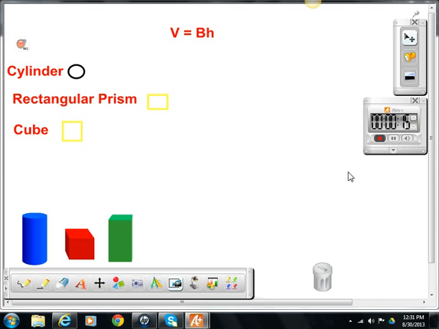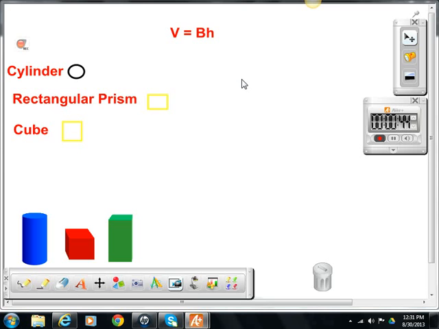Today, I feel like talking about volume. What is volume? Volume is the number of cubes that are needed to completely fill a three-dimensional figure. So you're counting cubes when you talk about volume.